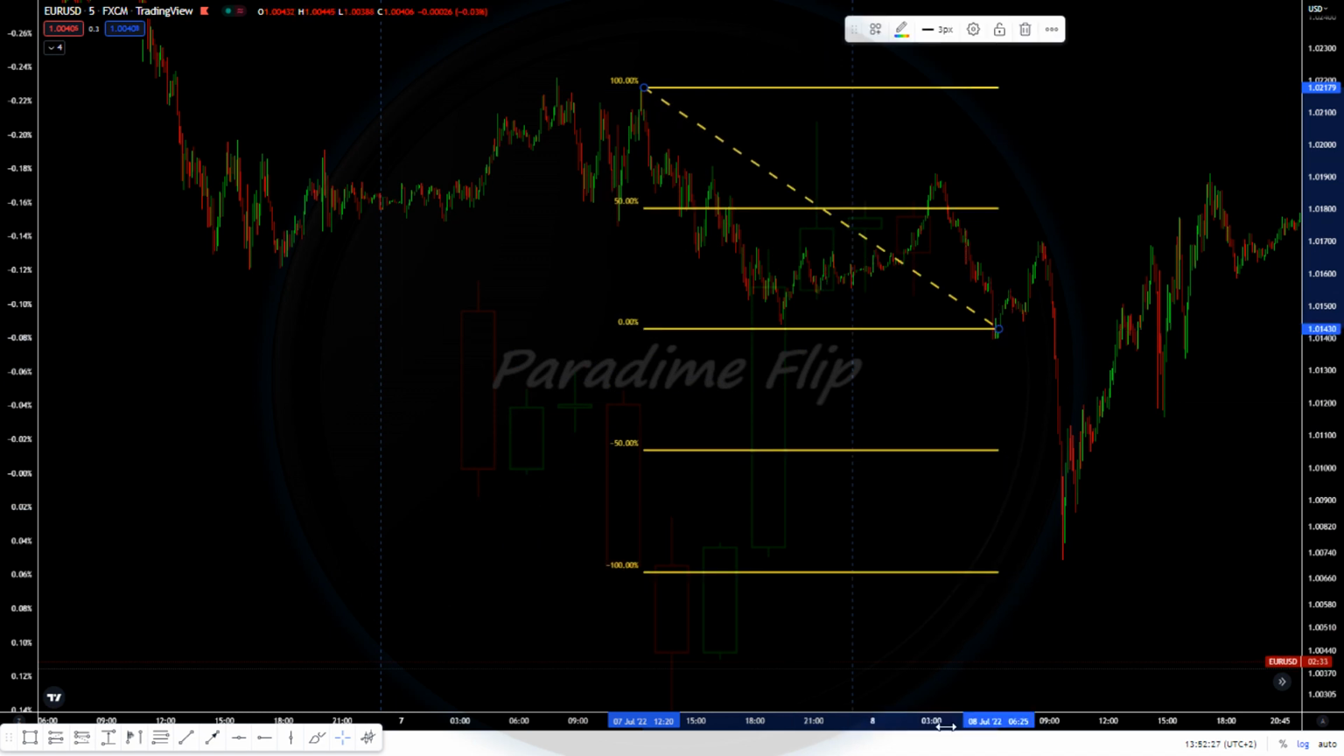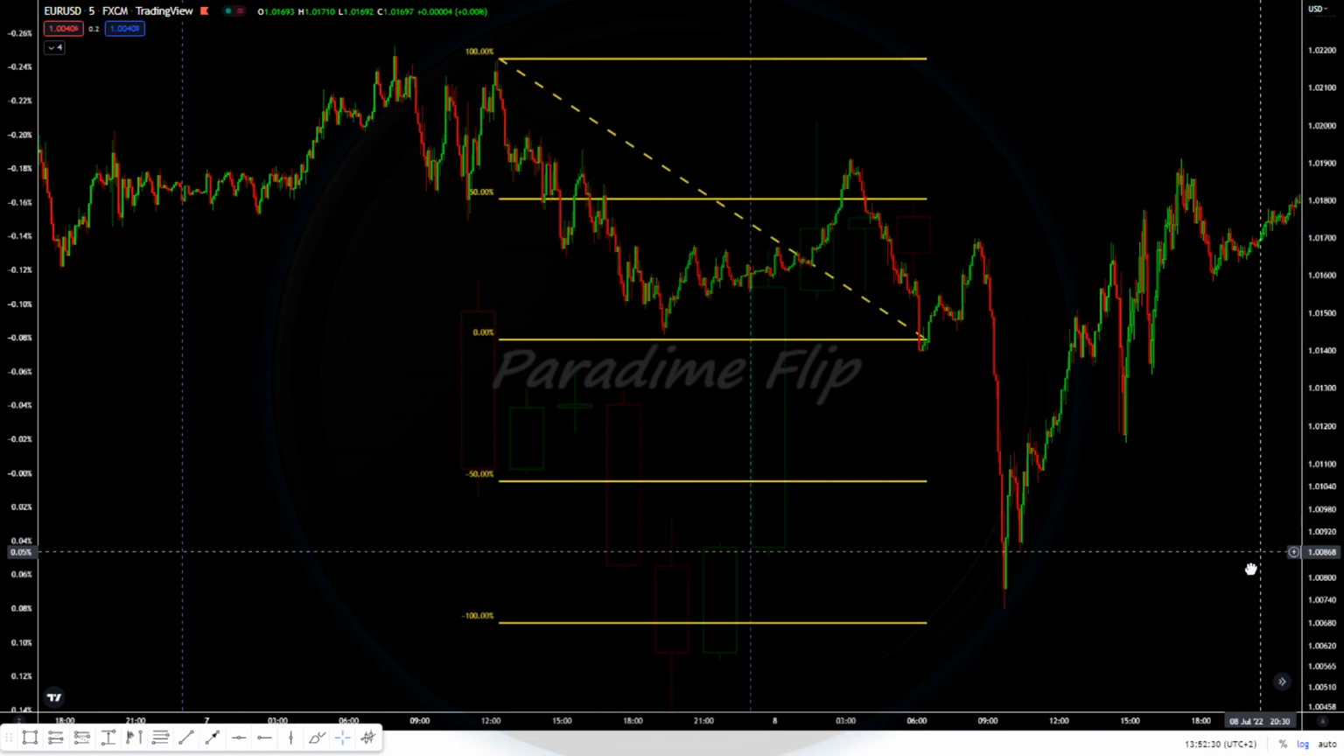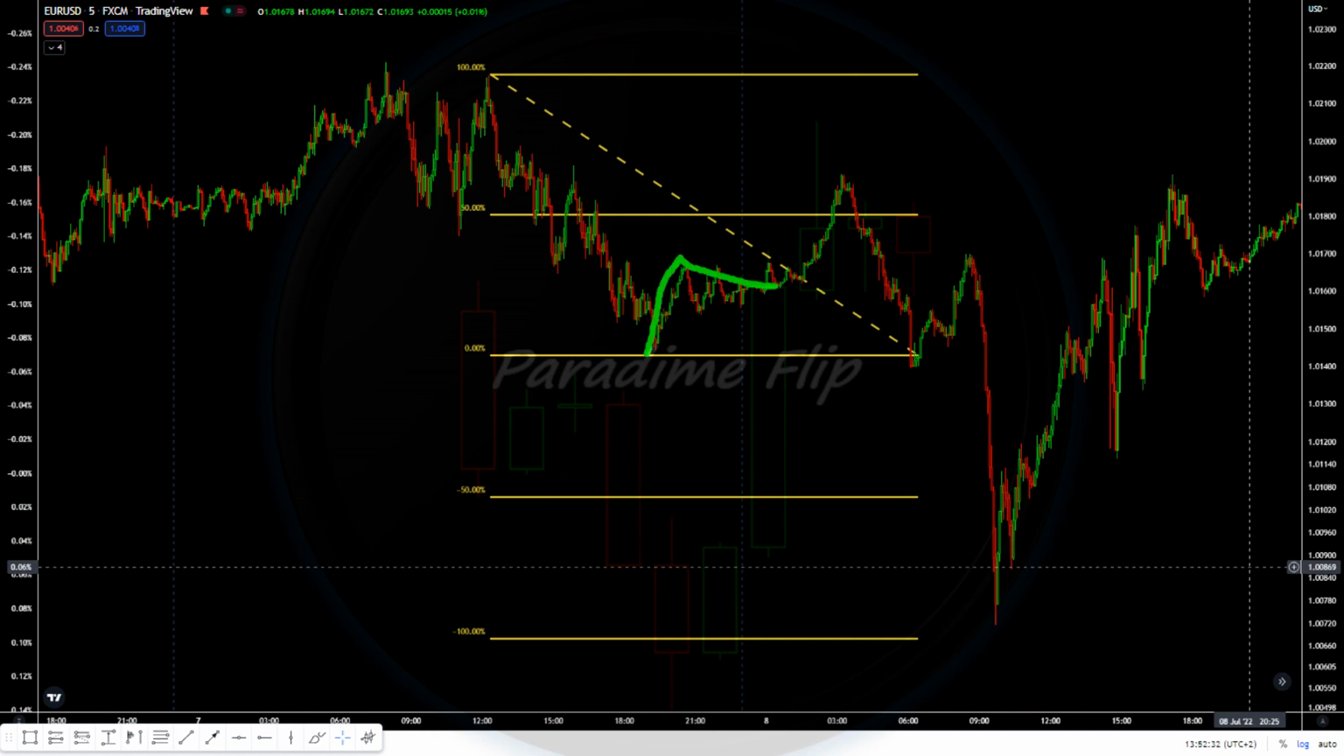what you'll notice is that we get our pullback and we get that rejection, and you can see we have little consolidations in this area. Any of those consolidations could be entries for lower prices, and we are going to be targeting the low first of all. The second target is going to be the 50, and the third target is going to be the 100%. Now what's important to note here is that once we get this move up, we see that sharp rejection.